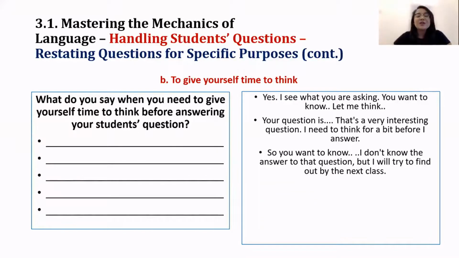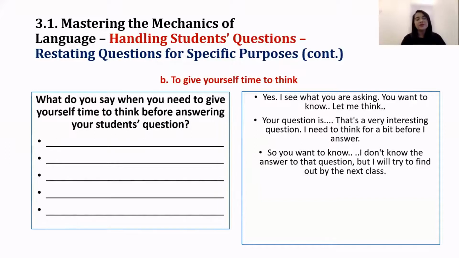Good. Your question is, that's a very interesting question. I need to think for a bit before I answer. Last one. So you want to know, I don't know the answer to that question, but I will try to find out by the next class. All right, so all these phrases here are used to postpone the answers, the response, right? Let me think. So asking for more time to formulate the response.